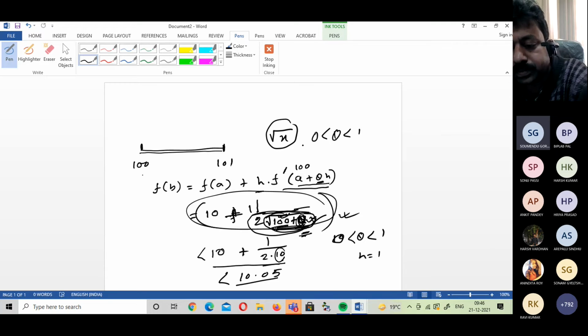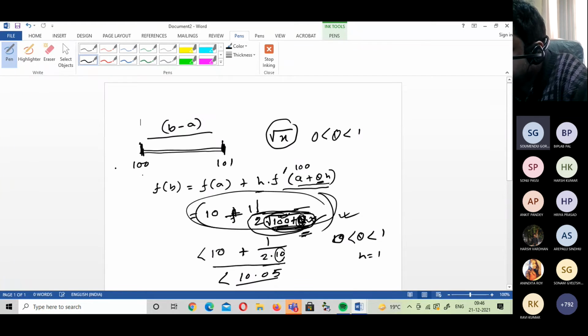In the previous proof of the mean value theorem, what does A stand for? A is the initial point of the interval, B is the final point of the interval, and the interval is B minus A. Capital A is a constant. You have the freedom to supply it.